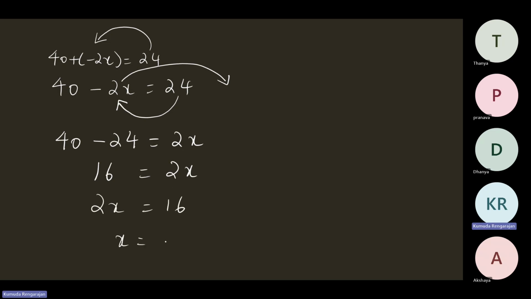So x is equal to 16 divided by 2, because 2 and x are in multiplication. So 2 will come for division here. X is equal to 16 by 2, which is 8.